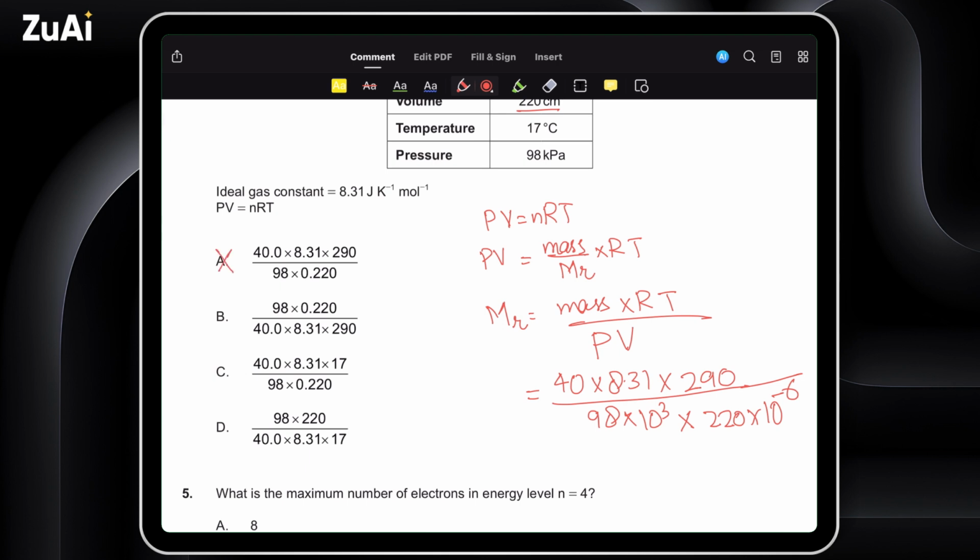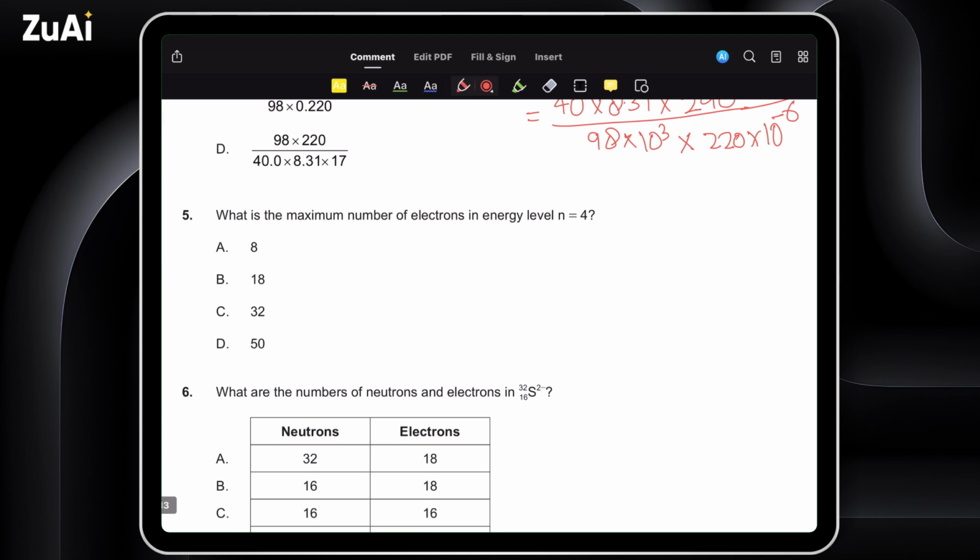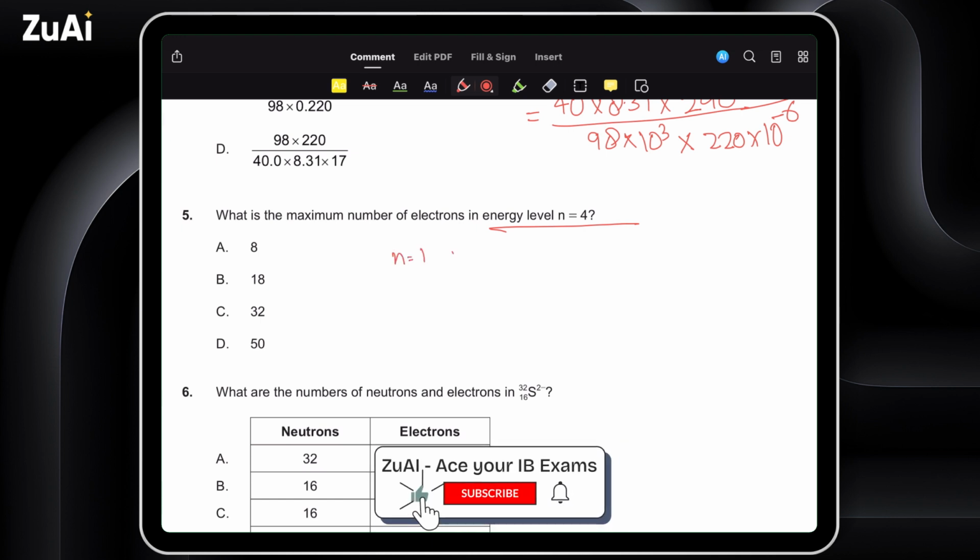A is the answer. What's the maximum number of electrons in n = 4? It should be 32. How do we know? In n = 1, the electrons are 2. n = 2, electrons are 8. n = 3, electrons are 18. n = 4, electrons are 32.